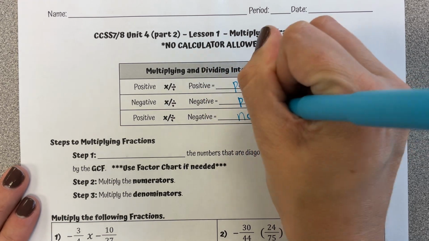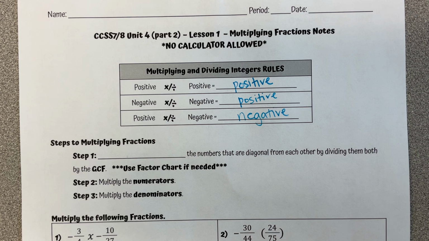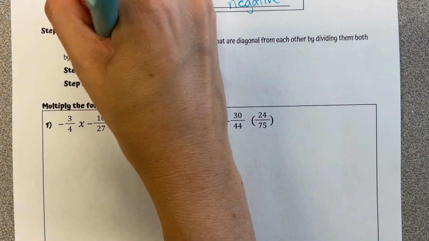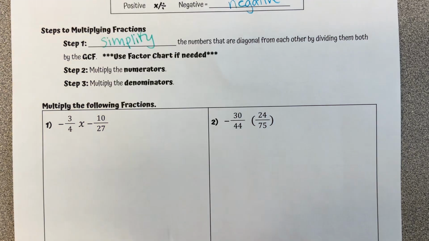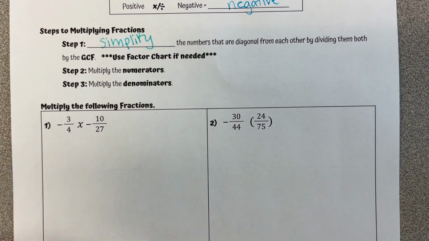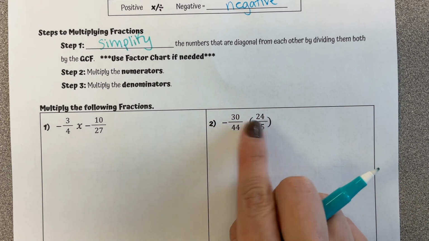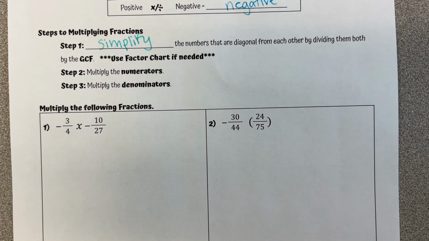So when you have two that are the same, they're positive. When you have two opposites, they are negative. So, step one, when we are multiplying fractions, is we need to simplify the numbers that are diagonal from each other. You can use a factor chart if needed. Then we're going to multiply the numerators and denominators. Don't multiply first, okay? And I'll talk about this down here, but for example here, multiplying 30 and 24 or 44 and 75 and then trying to simplify is crazy obnoxious, okay?